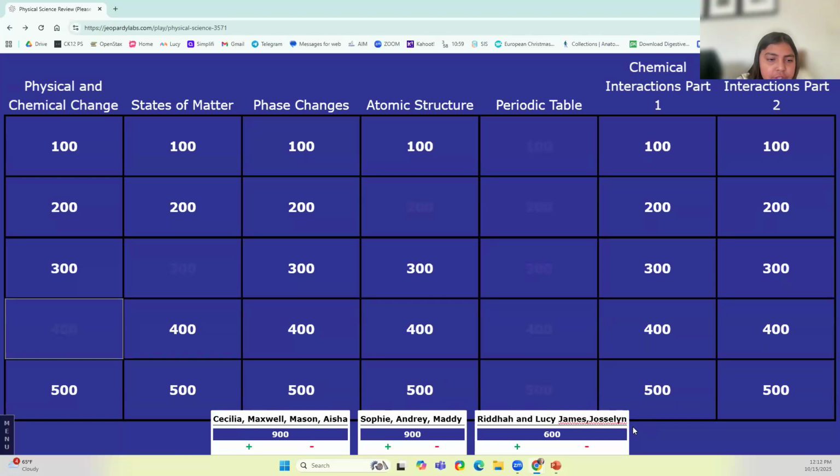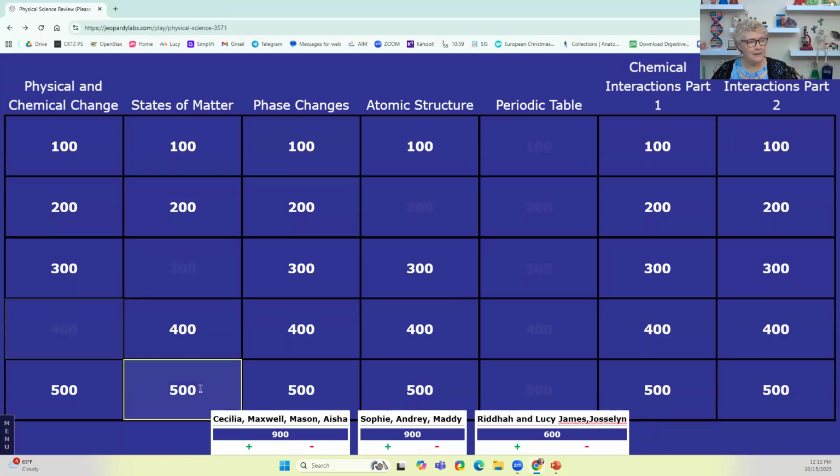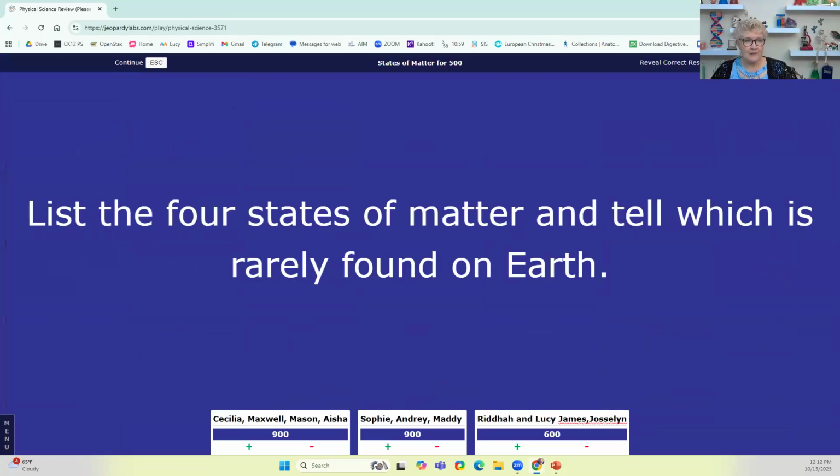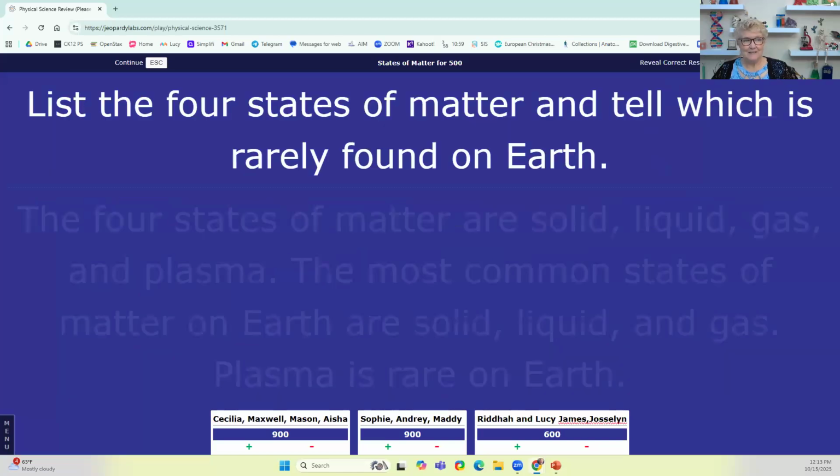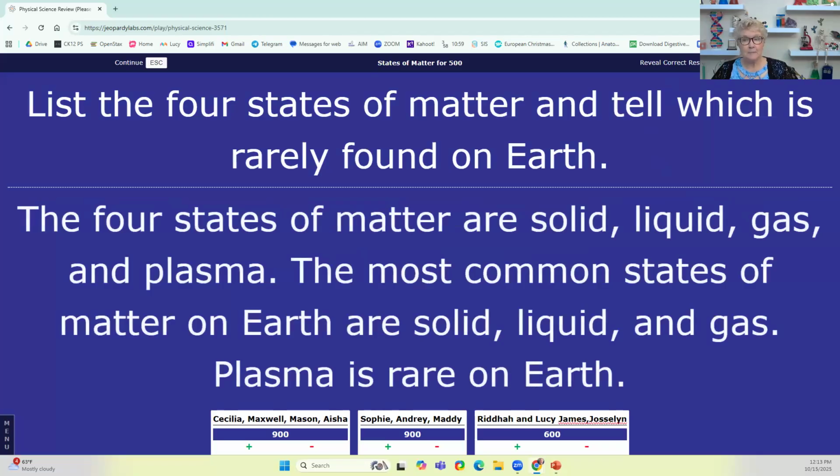States of matter, 500. List the 4 states of matter and tell which is rarely found on Earth. Anybody on Jocelyn's team can help. 5, 4, 3, 2, 1. Correct answer is solid, liquid, gas, and plasma. And plasma is the one that is rare on Earth. We don't find it out in nature.